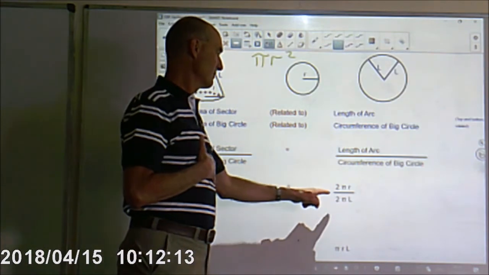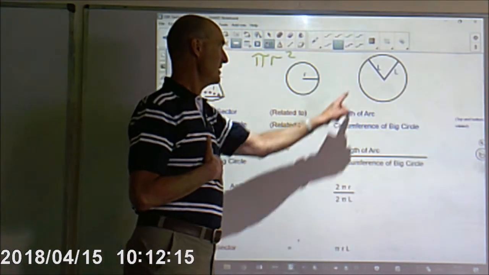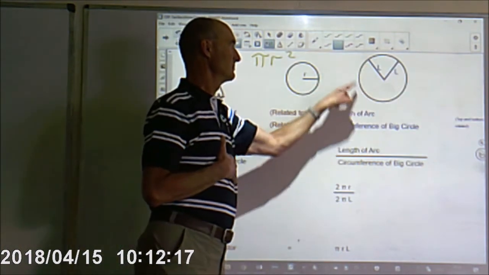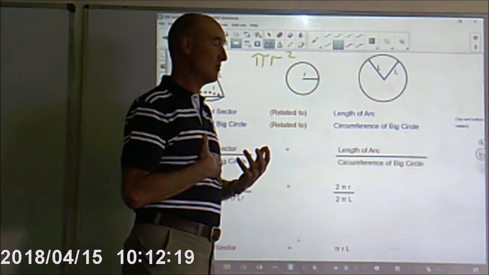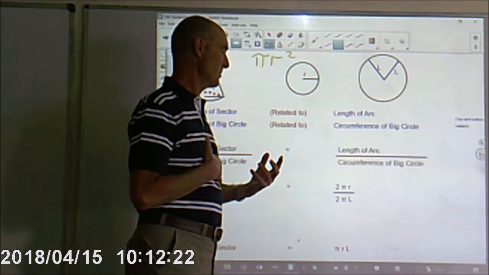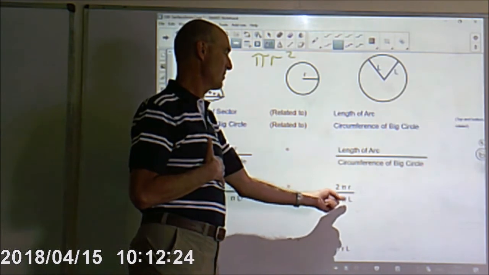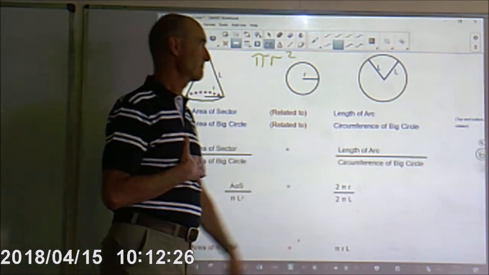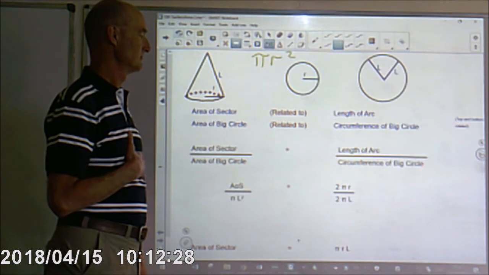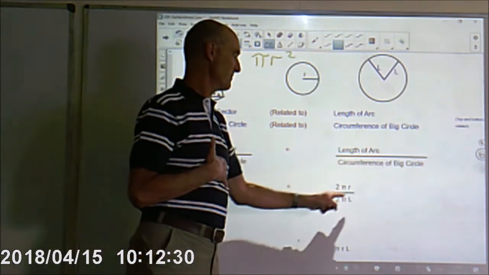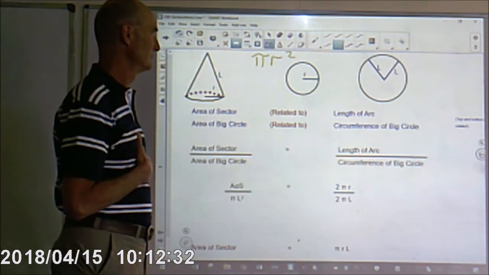Now the length of the circumference of that big circle, so 2 pi r is your formula, 2 times pi times the radius, is 2 pi L. Okay? So the circumference of the big circle is 2 pi L.